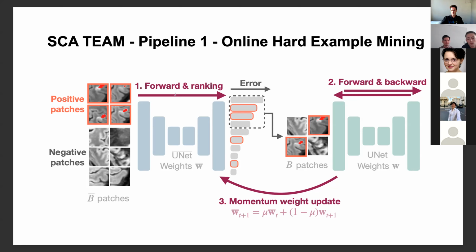To avoid the manual selection of this hyperparameter, we used online hard example mining, where we first do a forward pass and do the backward pass only using the patches with the highest error. And we had the idea to add momentum to the U-Net that is used to perform the forward pass.